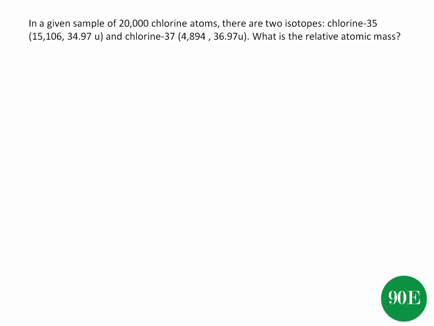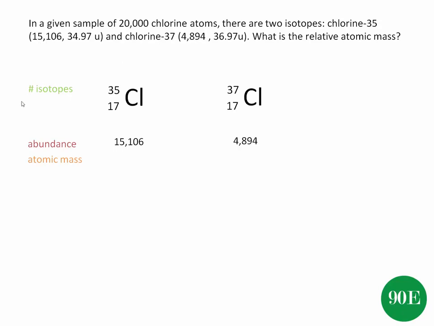So in our first example, it's quite similar to the one that we used in our last video, but with larger numbers. So we've got a given sample of 20,000 chlorine atoms, and we've got 2 isotopes, chlorine-35 and chlorine-37. If you remember from our last video, there's 3 things that we need to know about a sample to make sure that we can work out the relative atomic weight: the number of isotopes, their relative abundance, and the atomic mass of each isotope. So let's put in the numbers here. We've got the 2 chlorine atoms, their relative abundance, so the number of atoms of each, and their atomic mass.